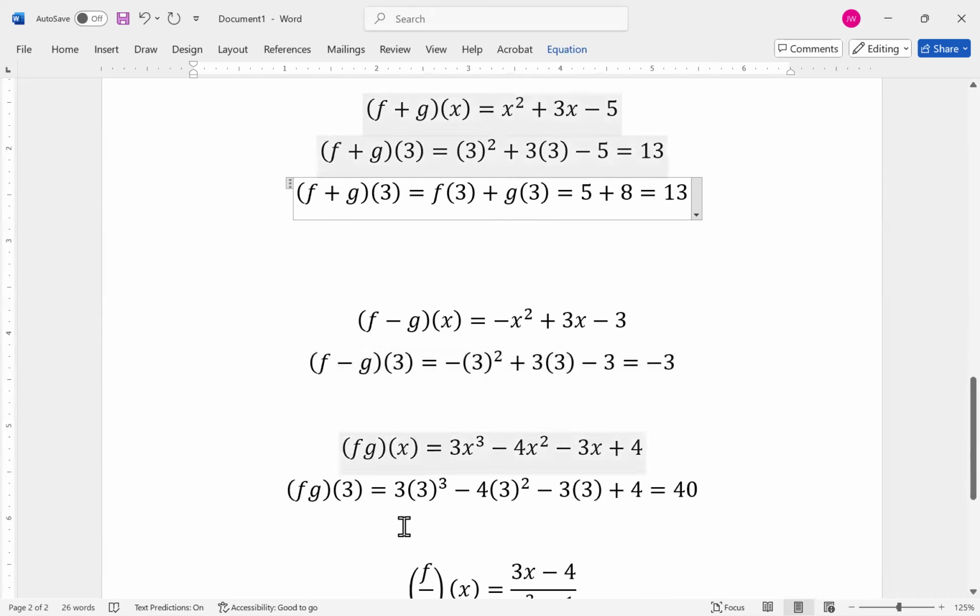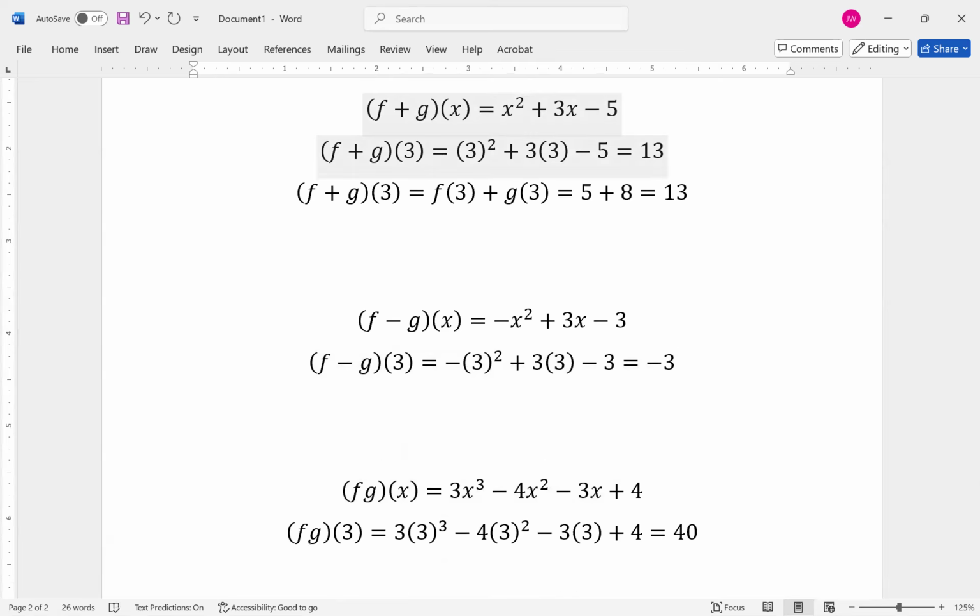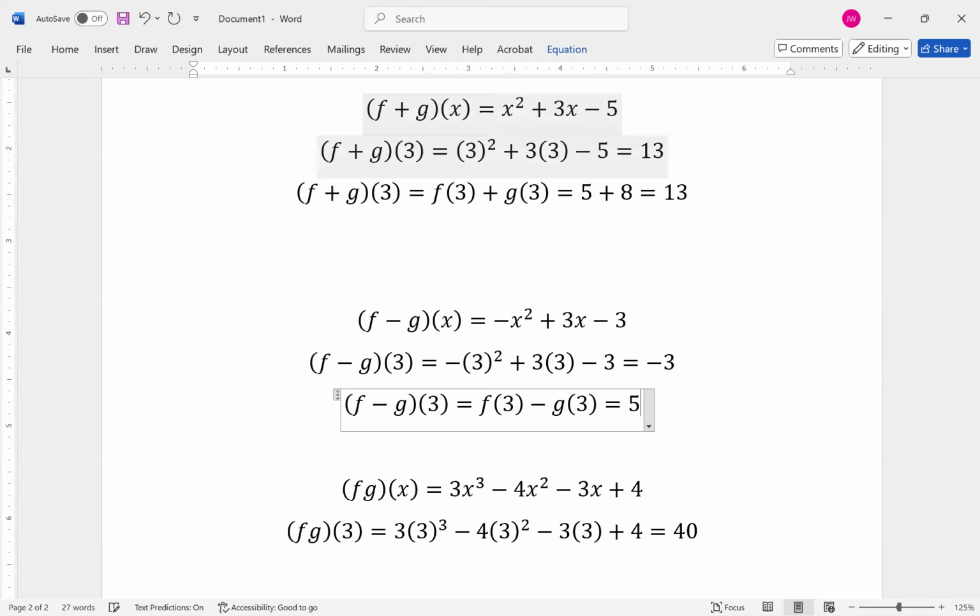The same thing with all these other ones. When you subtract, we could have said f minus g of 3 is actually just f of 3 minus g of 3, which we've already established is 5 and 8. So 5 minus 8 gives me a negative 3.